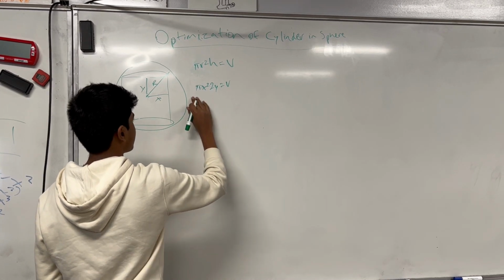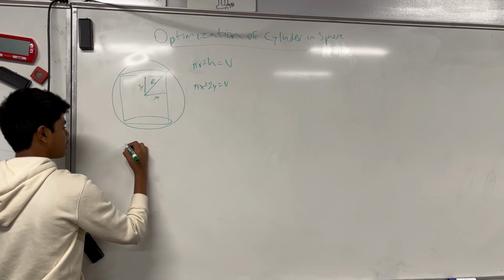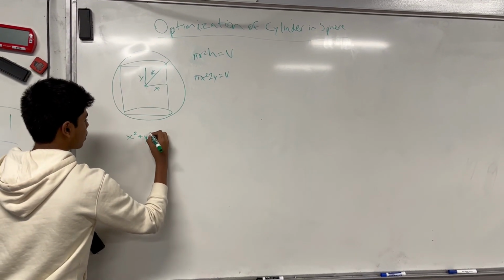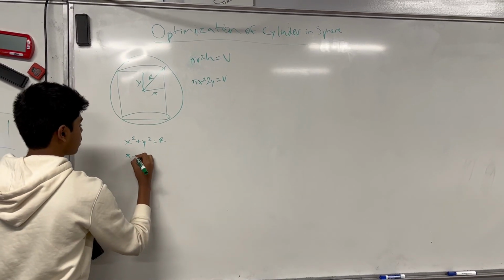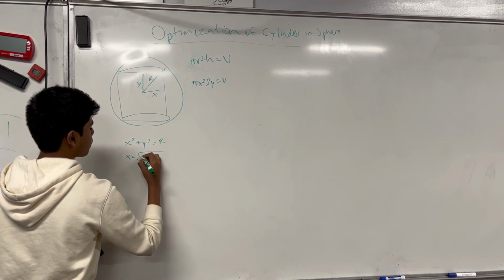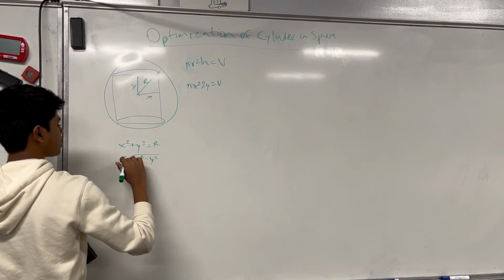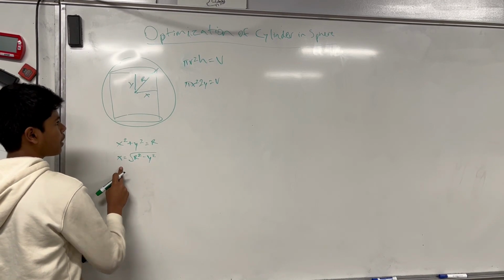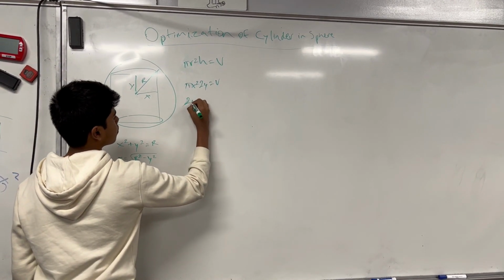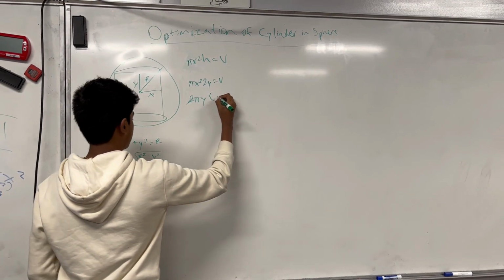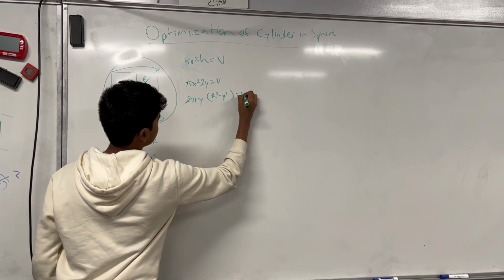Now we want to solve for a single variable, so we're going to replace x using our Pythagorean formula. x squared plus y squared is equal to r squared. We isolate x. x is equal to the square root of r squared minus y squared, because we move this here and take the square root. And we plug in this x over here, so we get 2 pi y times the square root of r squared minus y squared equals V.